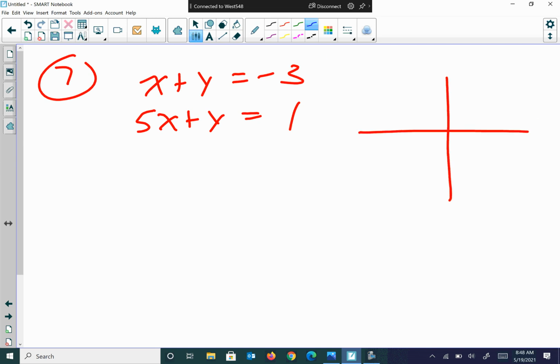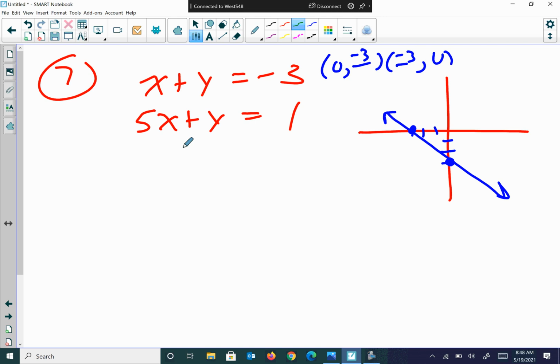I can do the cover method on the top: 0, comma, blank, blank, comma, 0. I get -3 and I get -3, so 0, -3 is down here, and -3, 0 is over here. Okay, so here's my first one.